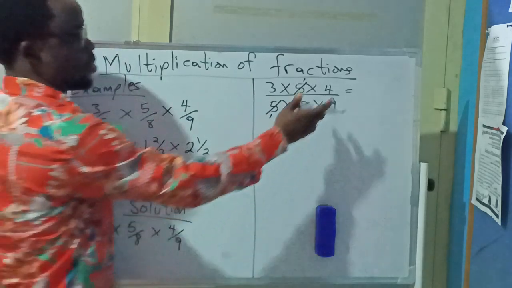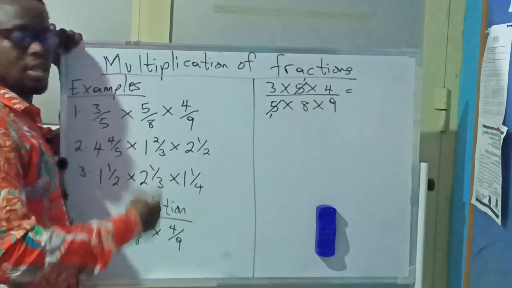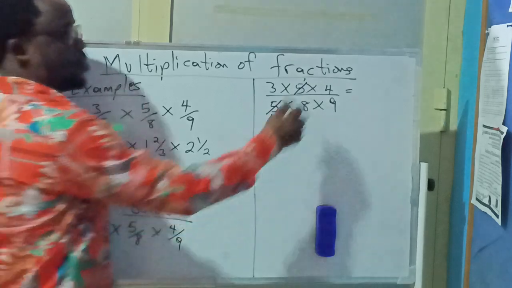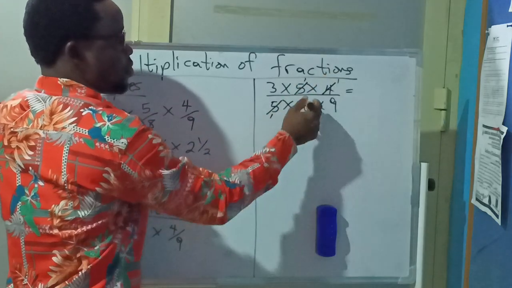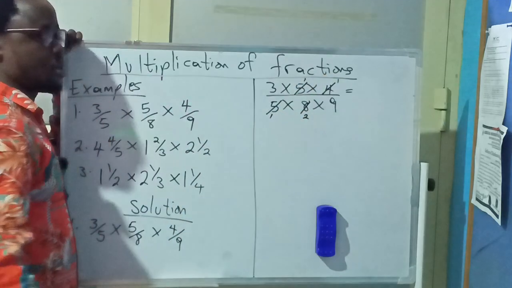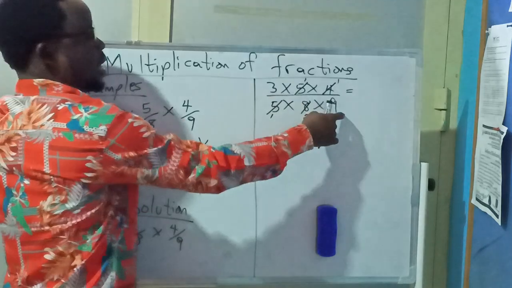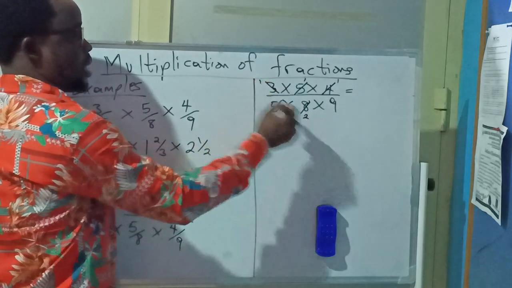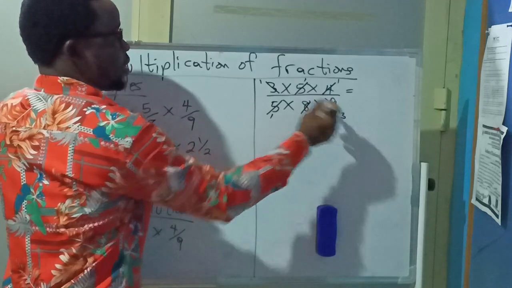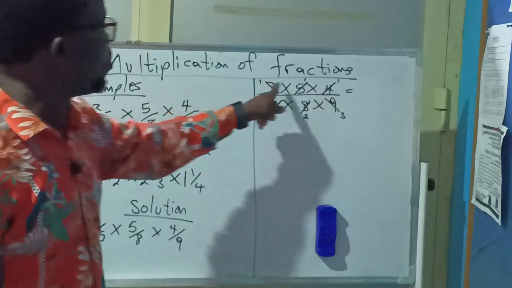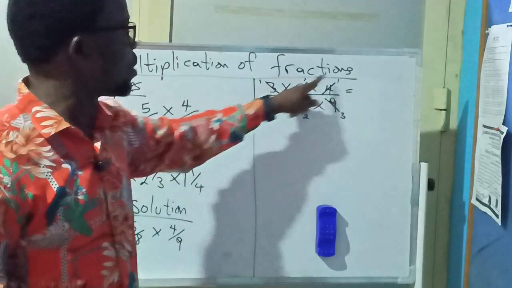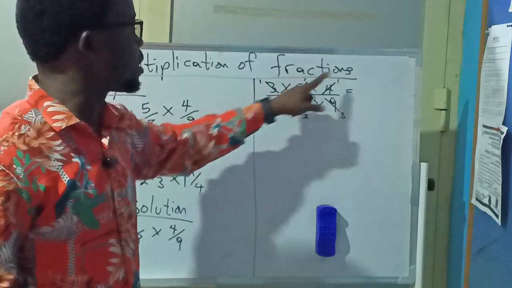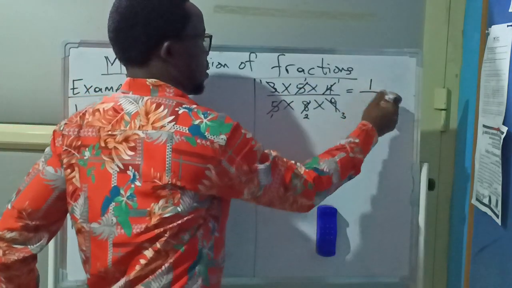What again? Look at it. 4 and 8, they have the same factor. 4 can go here 1, 4 can go here 2. What again? 3 and 9 have the same common factor, which is 3. 3 can divide this 1, 3 can divide this 3 times. So when you check up, you discover that we are left with 1, 1, 1. And 1 times 1 times 1 is 1.